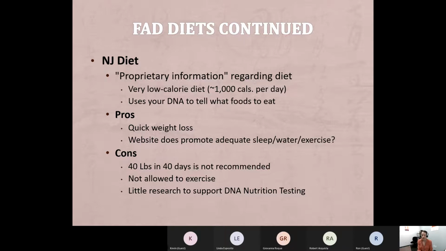So I don't know how true that is. The pros is definitely quick weight loss. And I did check out their website and they do promote adequate sleep quality and water and exercise, but you're not allowed to exercise while you're following the NJ diet. So I don't really know how that works. But 40 pounds in 40 days is too much weight to lose in one time. And again, little research to support.